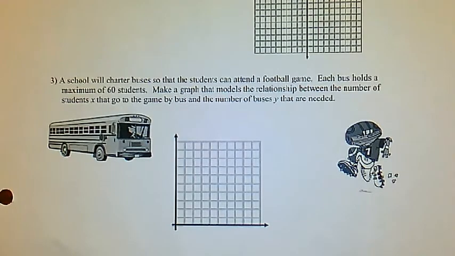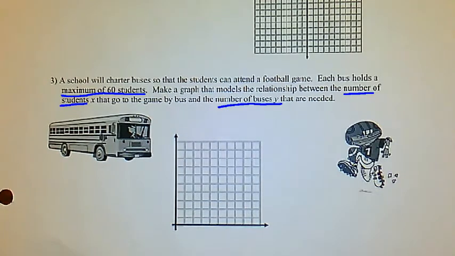Alright, so for this last one, we have a word problem. That would be important to go over, a word problem. So let's break the word problem down first. So a school will charter buses so that students can attend a football game. Each bus can hold a maximum of 60 students. Make a graph that models the relationship. Okay, so it tells us that the number of students is x, and number of buses is y.